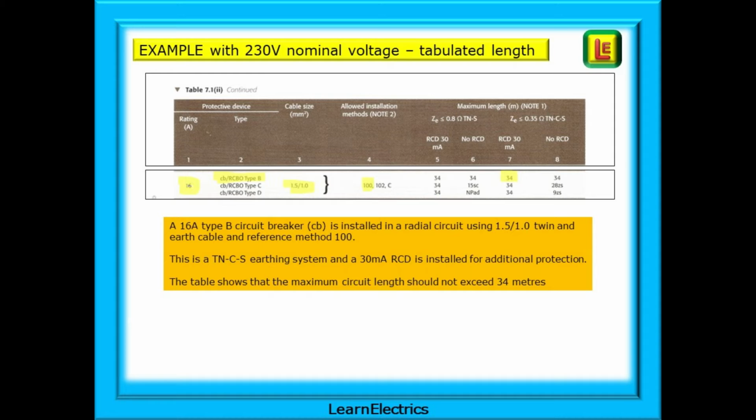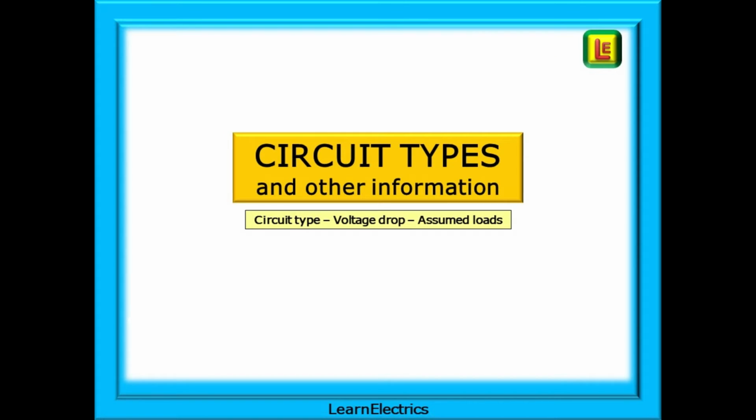If a 16 amp type B circuit breaker, or CB, is installed in a radial circuit using 1.5 by 1 mm twin and earth cable and reference method 100, what would be the maximum permitted cable length? This is a TN-C-S earthing system, and a 30 mA RCD is installed for additional protection. By following the highlighted data, we can see that the table shows us that the maximum circuit length should not exceed 34 meters.